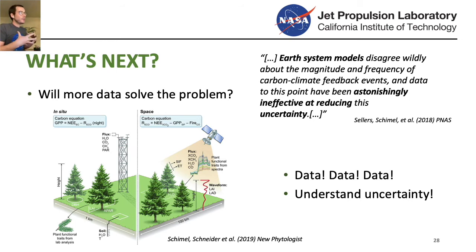So what is next? Some people say, well, more data will solve this problem. But will it really? I like this paper here, where the authors say that Earth system models disagree wildly about the magnitude and frequency of carbon-climate feedbacks, and that data to this point have been astonishingly ineffective at reducing this uncertainty. So what the authors are saying is that no, data is not helping Earth system modelers until now, or it looks like it's not.